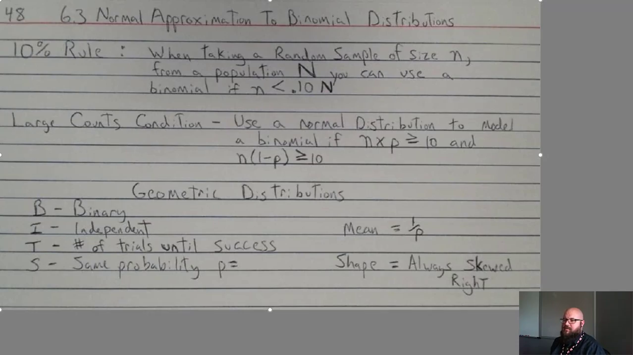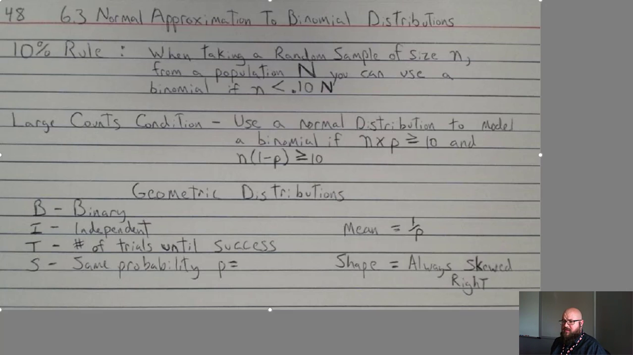Alright, so we're going to cover 6.3, parts 3 and 4 today in this lesson. Part 3 is going to talk about the normal approximation to binomial distributions, where we're going to talk about dealing with the 10% rule and our large counts condition. These two are very important because they are going to come into play quite a bit in future lessons, for sure: the 10% rule and the large counts condition.